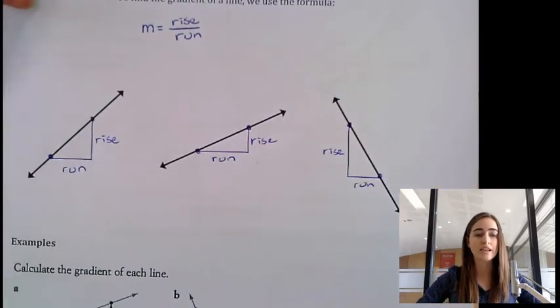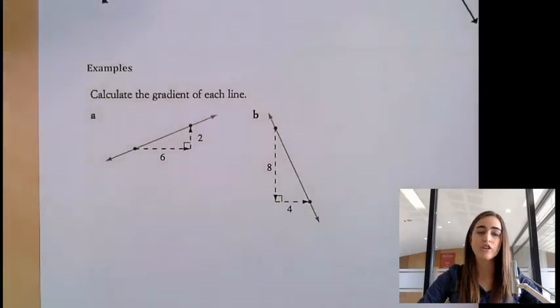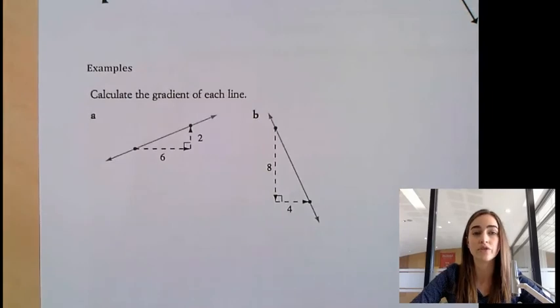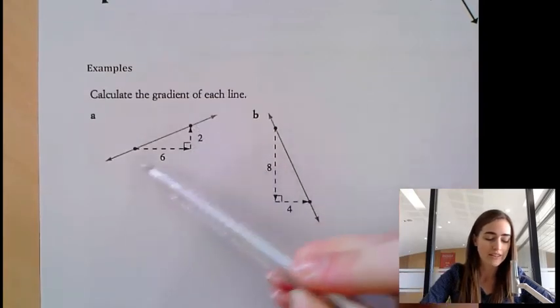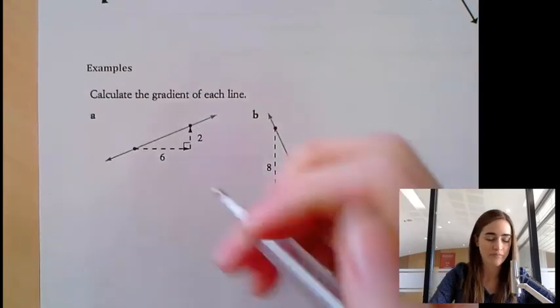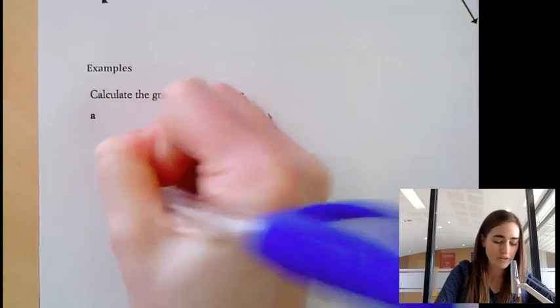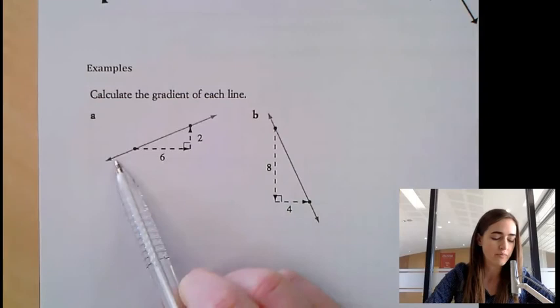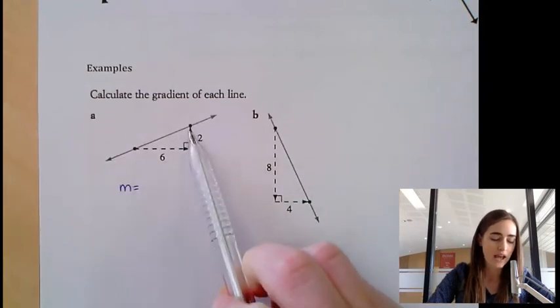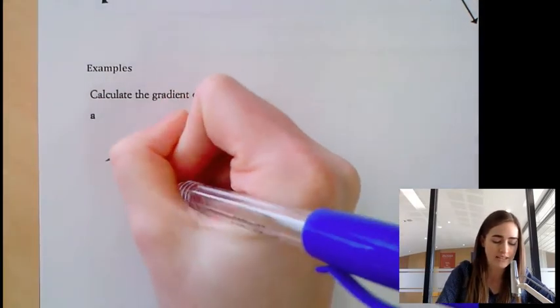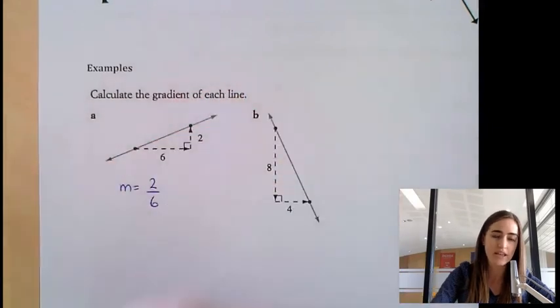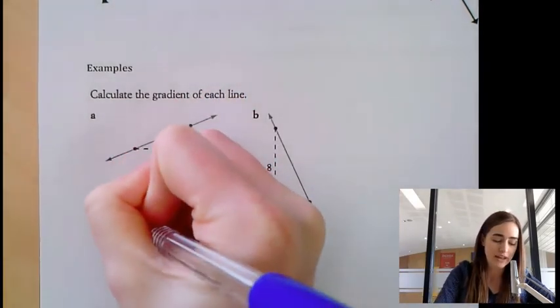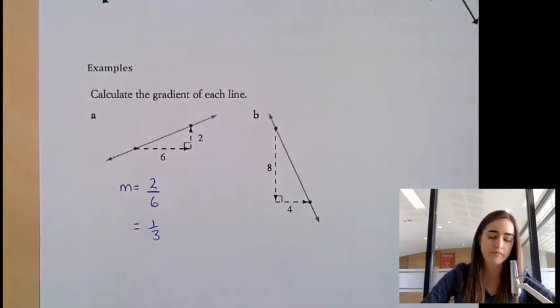So let's have a look at some examples. So in these ones, the right-angled triangles have already been drawn in for us. If they hadn't been, we'd have to draw them in ourselves. And they've also already found the length of the rise and the run. So our gradient for this first one, we know that it's positive, so that's always the first thing you look for. So it's a positive gradient. Our rise is 2 and our run is 6. So we'd have 2 over 6, and we can simplify that down to 1/3.